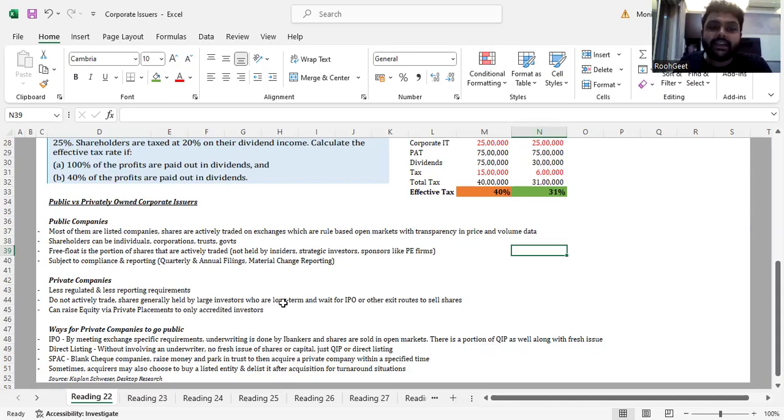Correct? Shares are not actively traded; they are generally held by large investors who are long term and wait for the IPO or other routes to sell shares. Okay? So basically they are holding and they will just wait for an exit or an IPO or some round where they can offload their shares and get their returns. Private companies can raise equity via private placements to only accredited investors.